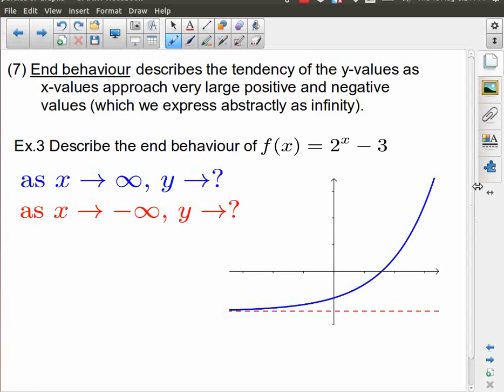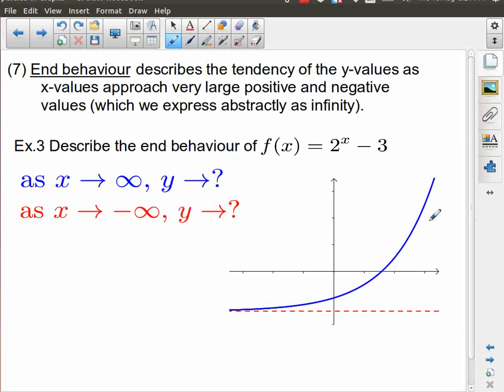End behavior. Now this is something you've probably discussed when you were talking about asymptotes, the idea of approaching. The difference here is, we're talking about only approaching very large positive and large negative values. In abstract terms, we represent those as the idea of going towards infinity. And you can see I've done that here. As x approaches infinity, as x approaches negative infinity, you can never reach an infinite value. That's why infinity is a more abstract value.